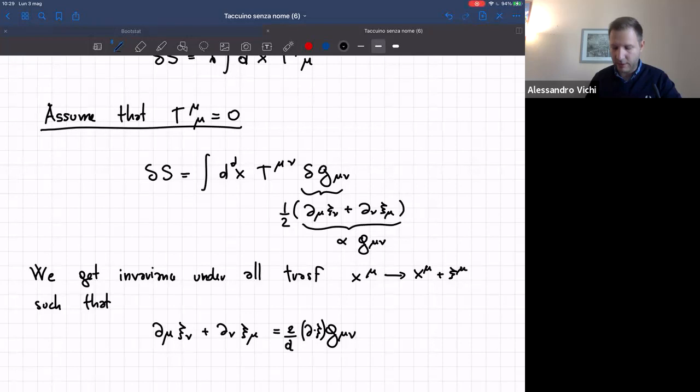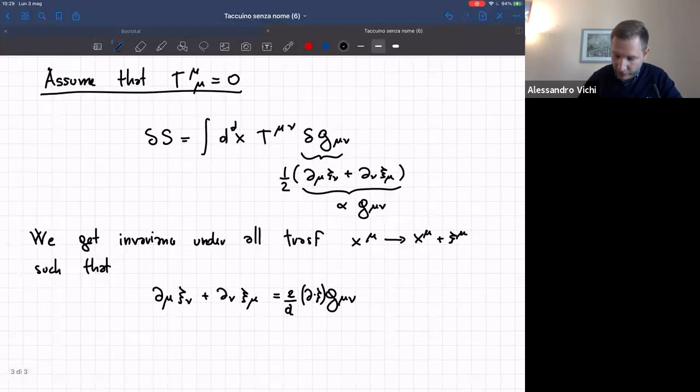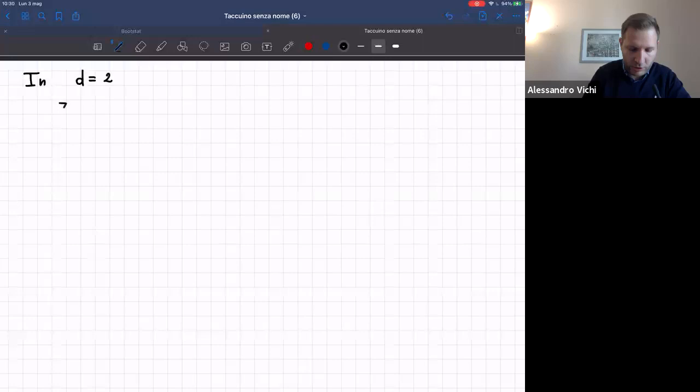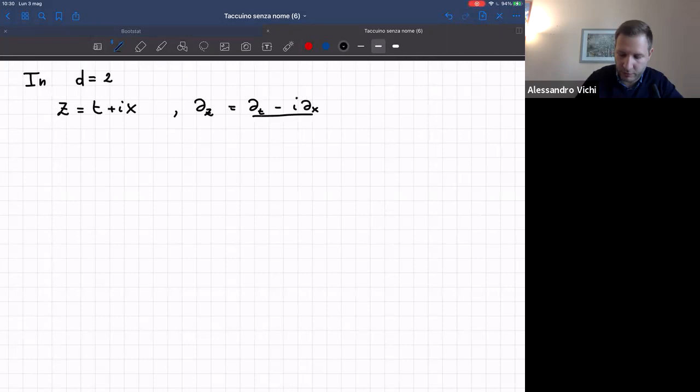So this is the famous Killing equation for conformal transformations, whose solution gives us the form of the conformal transformation. Just to remind you how the story goes in two dimensions, to make a parallelism in 2D, one passes to complex coordinates, for instance z equals t plus ix and z bar equals t minus ix, and then defines a derivative with respect to z, which is the derivative with respect to t minus i derivative with respect to x, over 2.